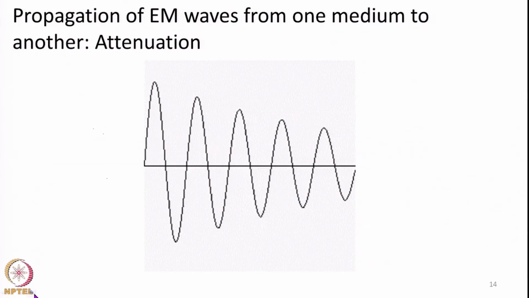So, this is a schematic representation of attenuation, where some medium is present here. When EMR passes through a medium, its amplitude will go down, and finally it may also be totally absorbed within the medium. So, its amplitude will be reducing and hence its total energy content will be reducing.